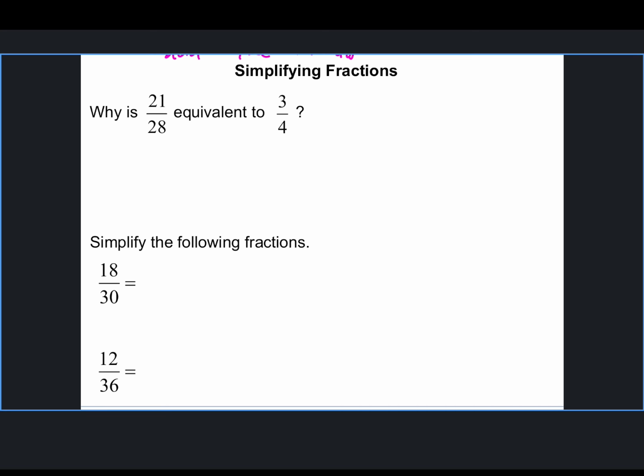Alright. So, do these two have something in common? Do they have a factor in common? What'd you say? They don't have a 2 in common. 21 is odd.